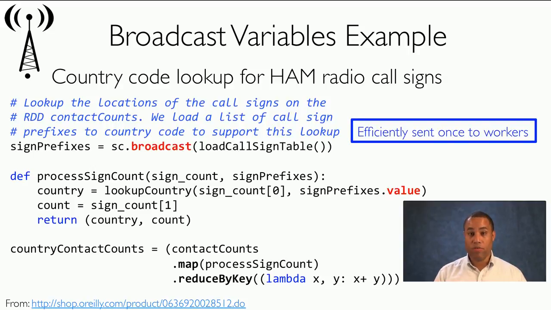As an alternative, all we have to do is add the broadcast, SparkContext.broadcast, to our load call sign table to create a broadcast variable. And then when we want to invoke it, we just simply use sign prefixes.value. Now our table is only sent once to the workers and will be reused every time we want to look up a different contact counts RDD.